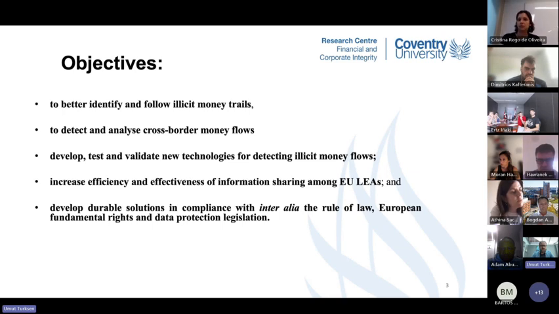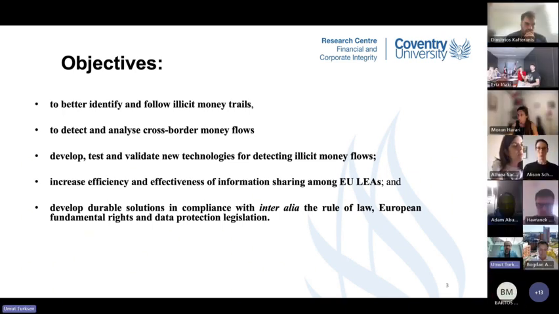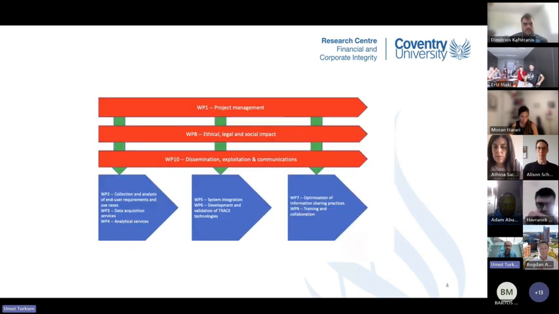And we set out to achieve these 5 objectives. And these objectives were driven by, in fact, empirical work that we've done in a previous project with 19 law enforcement agencies across Europe. And the main challenge that we knew, apart from human factors, was not having access to a technological tool that would help them, in real time, understand what's going on in illicit money flows.